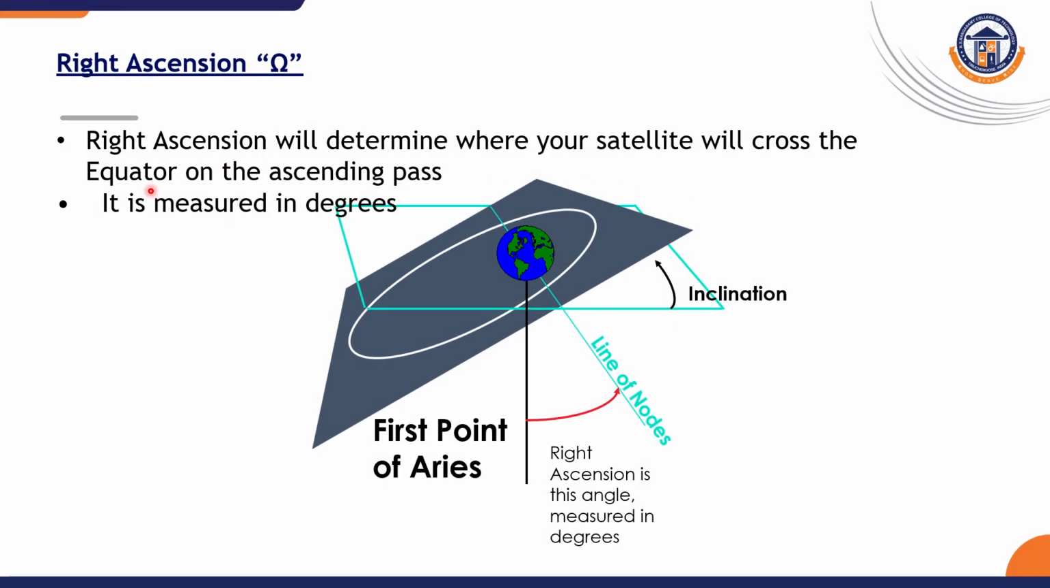Right ascension, where the satellite will cross the equator on the next ascending pass. It is measured in degrees. So this is a fixed point, and this is the angle of right ascension, which is measured in degrees.